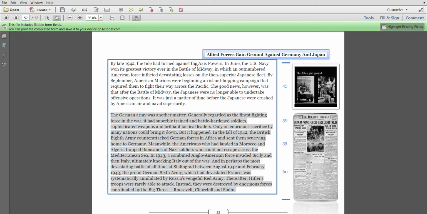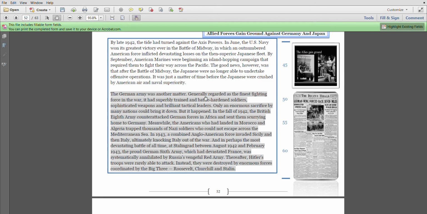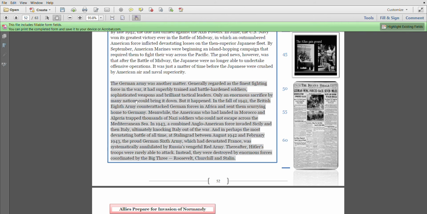By late 1942, the tide had turned against the Axis powers. In June, the U.S. Navy won its greatest victory ever in the Battle of Midway. You guys learned about that earlier, in which an outnumbered American force inflicted devastating losses on the then superior Japanese fleet. By September, American Marines were beginning an island-hopping campaign that required them to fight their way across the Pacific. The good news, however, was that after the Battle of Midway, the Japanese were no longer able to undertake offensive operations. It was just a matter of time before the Japanese were crushed by American air and naval superiority.